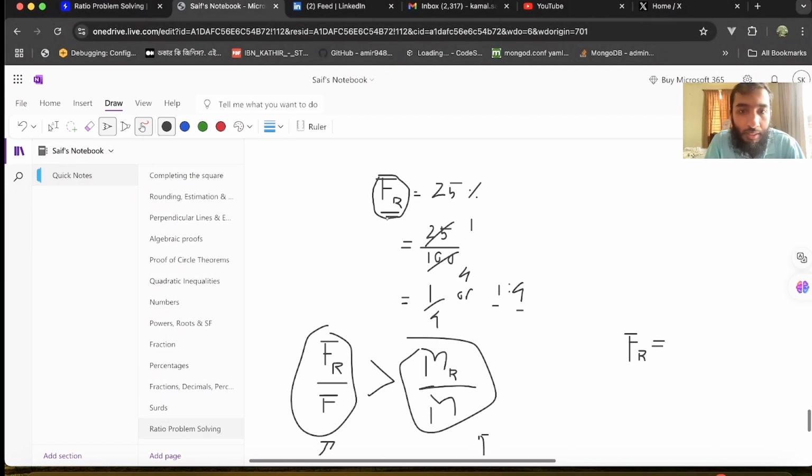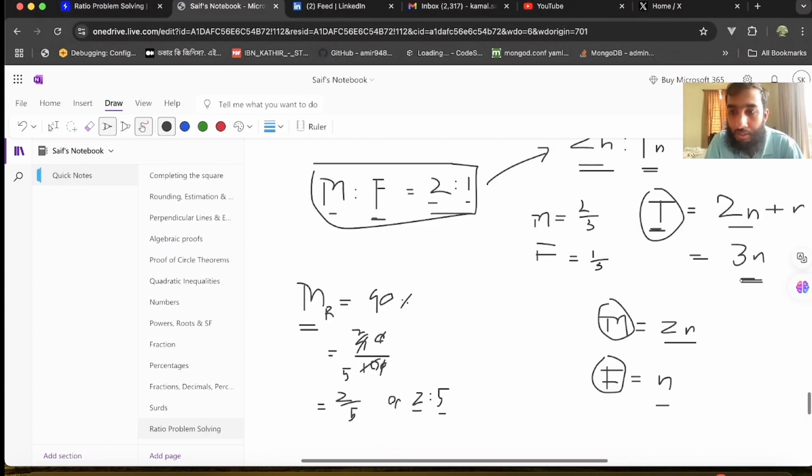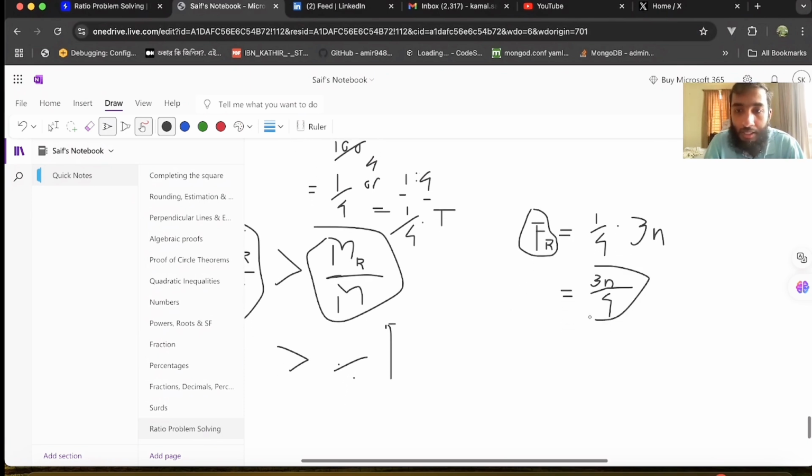So we already know that the right-handed female population is 1/4 of the total population. So this is basically 1/4 of the total population that we denoted as T. This can be represented as 1/4 into the total population, which is thrice n. So 1/4 of thrice n is what? We can represent it as thrice n by 4. So this is the right-handed female population in number. In number, this is thrice n by 4, not in ratio.